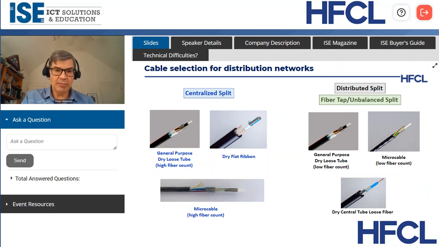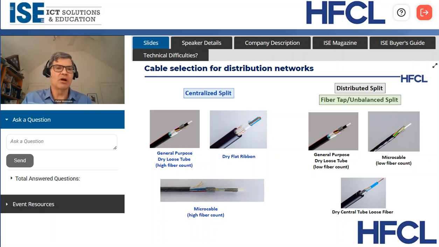Just to point out, typical cable selection for these distribution networks, centralized split: the general purpose loose tube type cables are most common. Flat ribbon may also be used, although typically in centralized split, your distribution cable will hit multiple splitter cabinets. And so the loose tube might be a little easier to work with because it's easier to do mid-span access. You can access one tube or two tubes at a time rather than doing the whole cable.